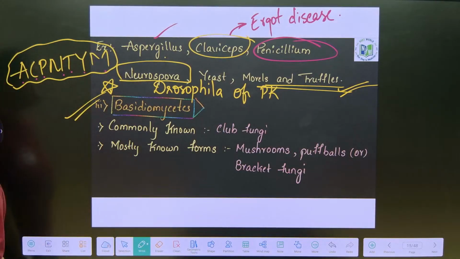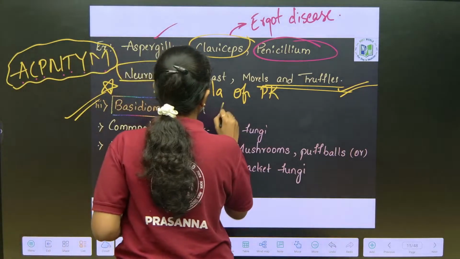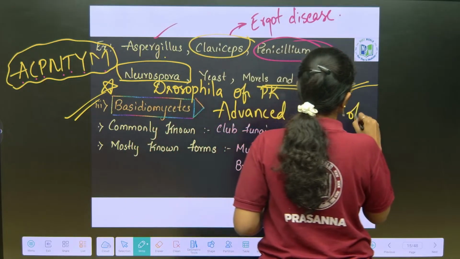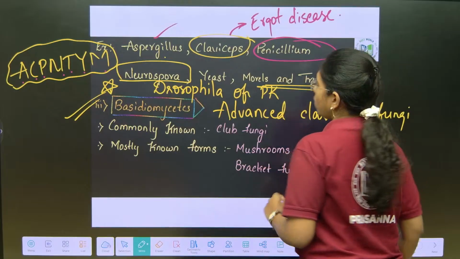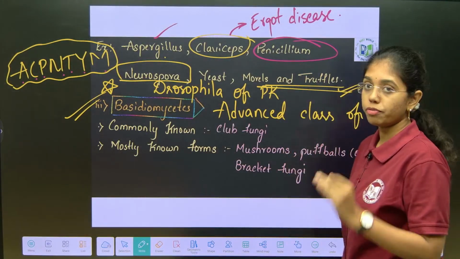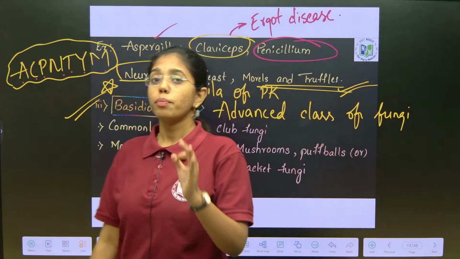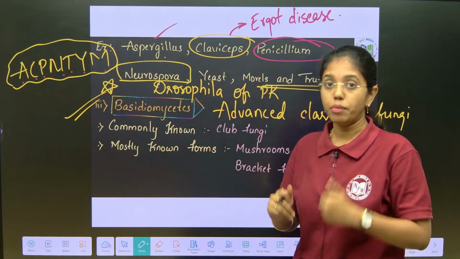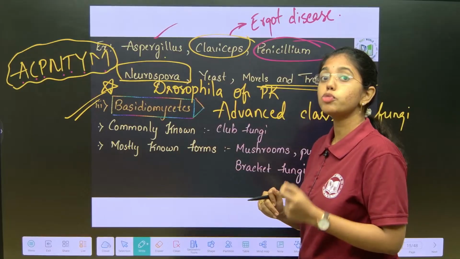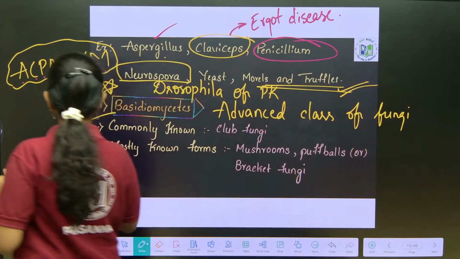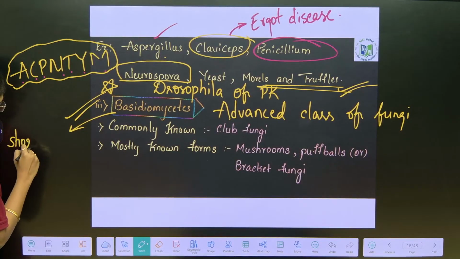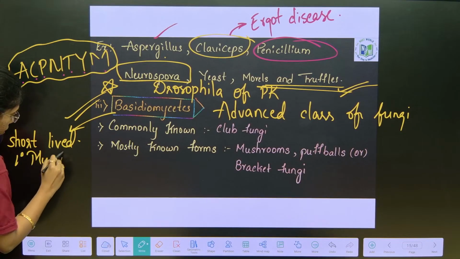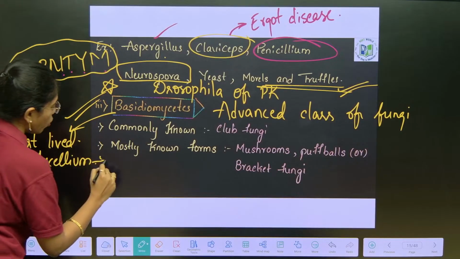The next is Basidiomycetes. Basidiomycetes is said to be the advanced class of the kingdom fungi. It is called an advanced class because it has a very short-lived primary mycelium and a long-lived secondary mycelium. What is that primary mycelium? Primary mycelium is monokaryotic and short-lived. Basidiomycetes will have a short-lived primary mycelium, which is monokaryotic.